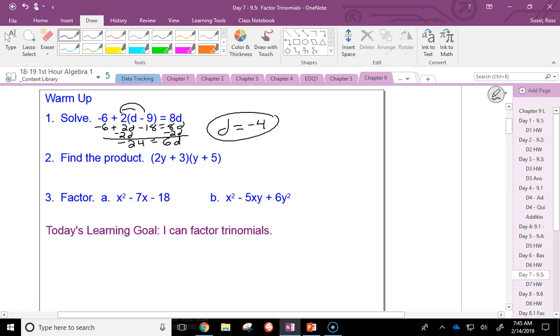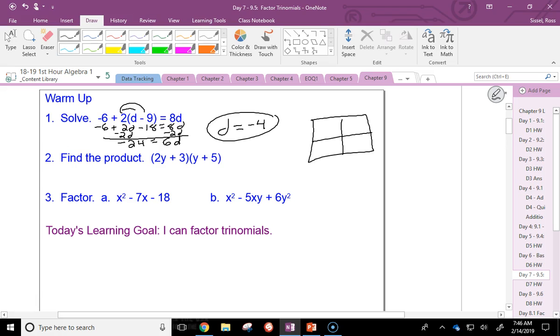Okay, number 2. You guys get to do whichever method that you are comfortable with. Whether it's just like I sit here and I just go across, or if you are more comfortable with that box method. I'll show the box method today because yesterday I did the other one.